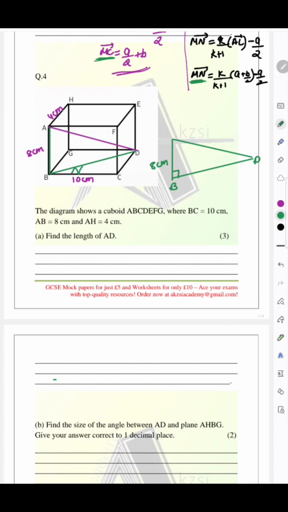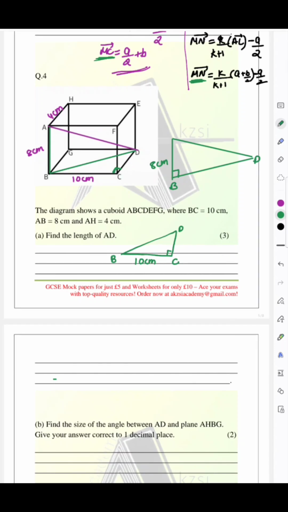BD is actually the diagonal of this rectangle, the base rectangle. And this triangle is also a 90-degree triangle. So let me draw that also. So this one is like this. I have drawn this triangle, which is BDC. So this is 10 centimeters, this is 90 degrees, and DC would be 4 centimeters. Now we can apply Pythagoras to calculate it, and this is definitely 10 squared plus 4 squared, which is root of 116. So BD is root of 116.